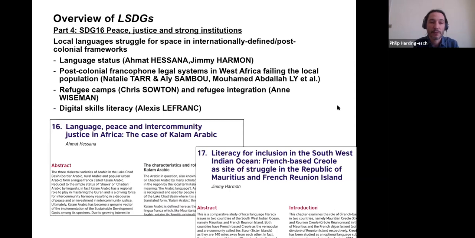Finally, this final section of the book is on SDG 16, on peace, justice and strong institutions. So these are very diverse chapters, but an overarching theme here could be that local languages and populations sometimes struggle for space and recognition under internationally defined and post-colonial frameworks. So for example, Amat Hisana talks about the role of Kalam Arabic, which is a language spoken by millions of people in the Sahel and the Sahara, but is not really recognized internationally and is poorly understood by many. But the populations there are using that language to achieve social cohesion and democratic rights.